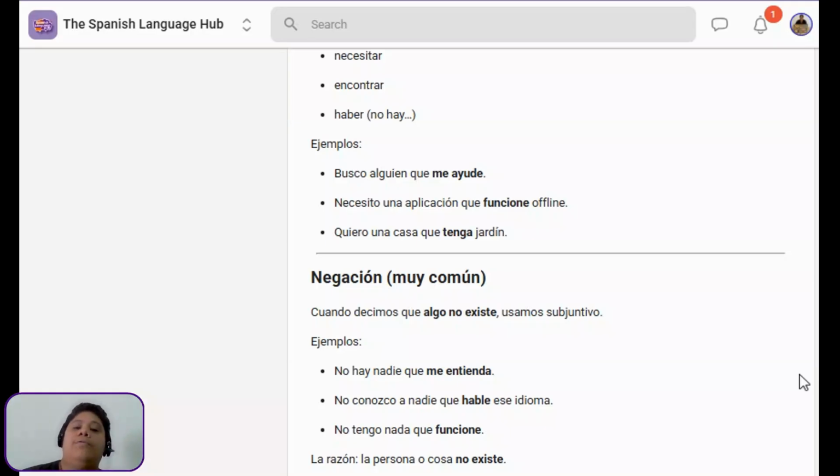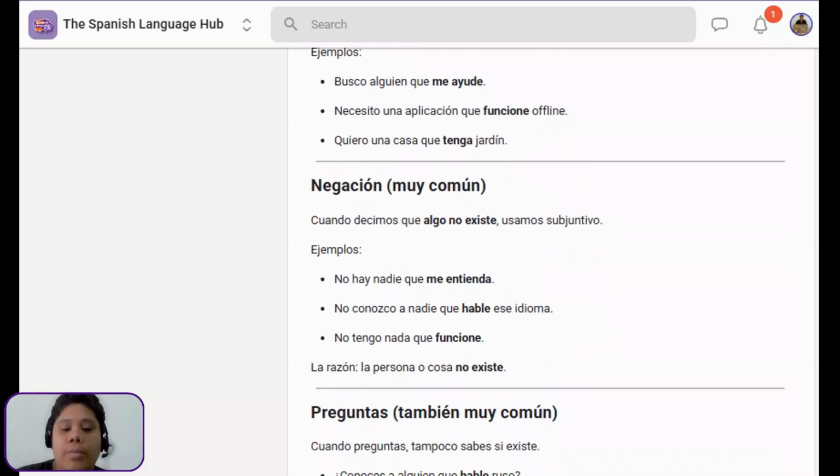So, if it is a no, it is something that you don't have, something that you don't know exists, even if you're saying no hay nadie que me entienda. Well, you don't know everyone in the world. You don't know if there is actually someone. You are talking about your specific group of people. But since you're using the negative, you don't have it, you don't know it, so it's subjunctive.